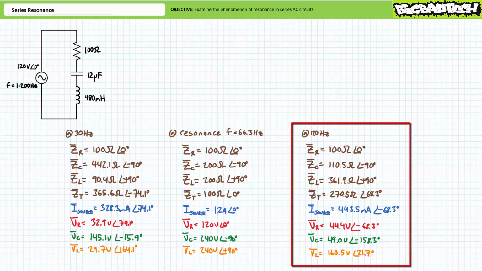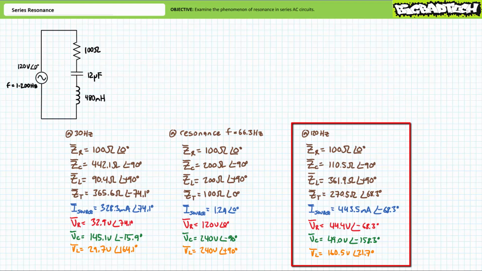The resistor is immune to the effects of frequency, and as such remains an impedance of 100 ohms at an angle of 0 degrees. At an increased excitation frequency of 120 Hz, the 12 microfarad capacitor now presents an impedance of 110.5 ohms at an angle of negative 90 degrees. As we expected, capacitive impedance went down.